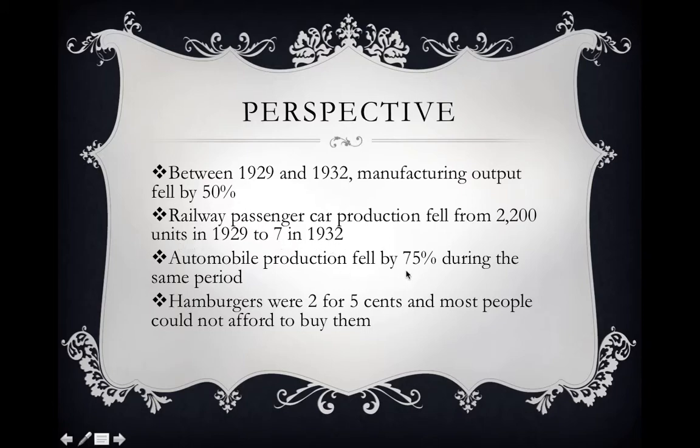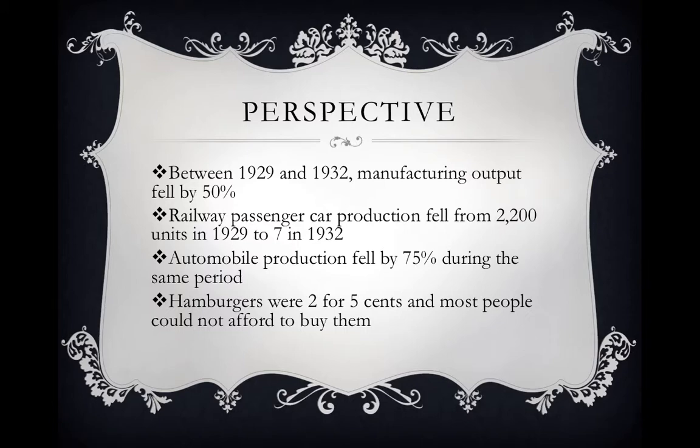But when we take a look at automobiles, we see that automobile production fell by 75% during that same 3 to 4 year time period. So these numbers, like I said, you don't have to memorize these numbers, but understand the scope of what occurred in the Great Depression, how dramatic this downturn was in particular sectors of the economy.